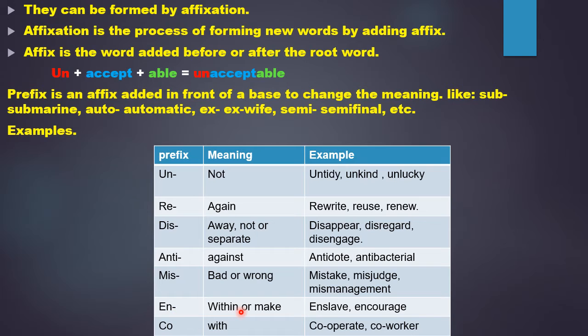En means within or make. En means within or make. Now example of the word that has en in it is enslave, encourage. Now let's see co. Co means with. Co means what? With. Good. Now example of the word that has co in there is cooperate, co-worker. That's someone that works with you, is called your co-worker. Okay.